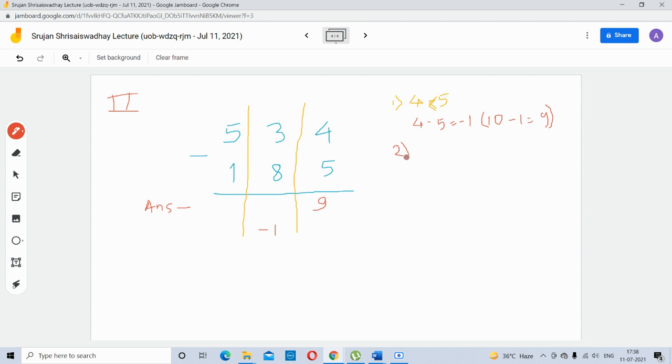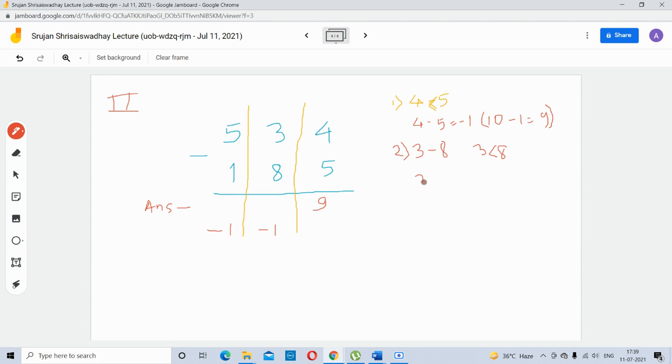Now, second one, we are going directly 3 minus 8. Now 3 minus 8. Okay, so 3 is less than 8. 3 is less than 8, so put a minus 1 in the previous column. Okay, so put a minus 1 in the previous column.